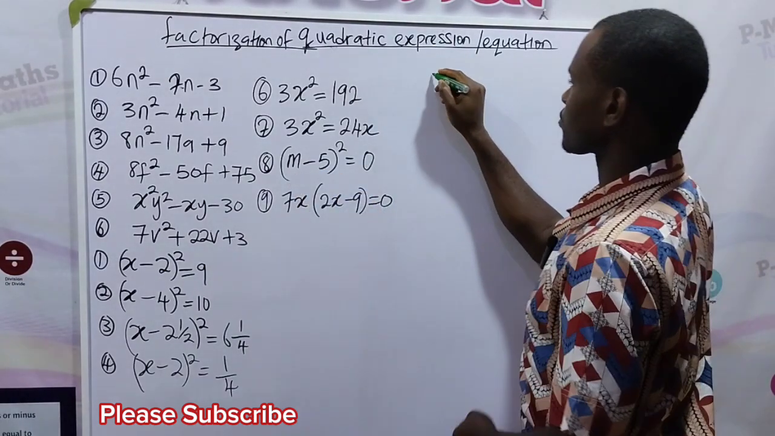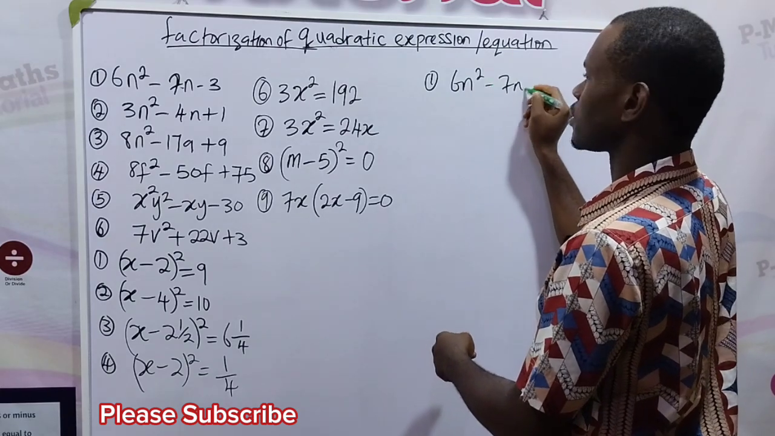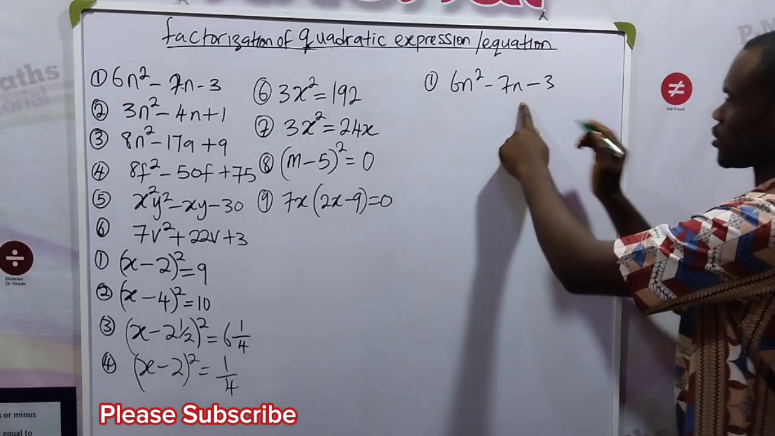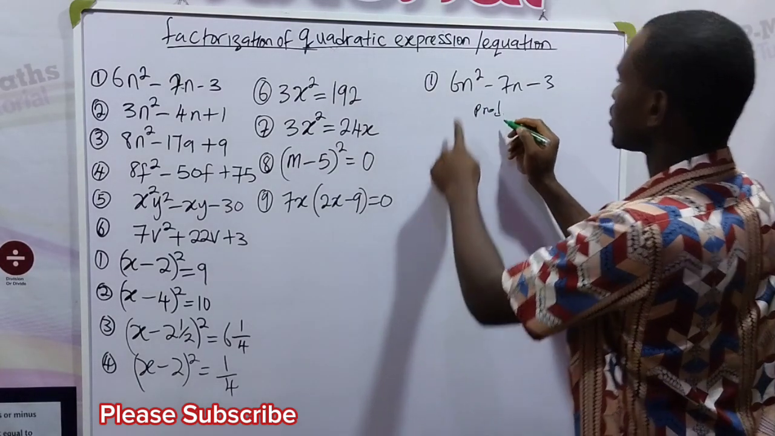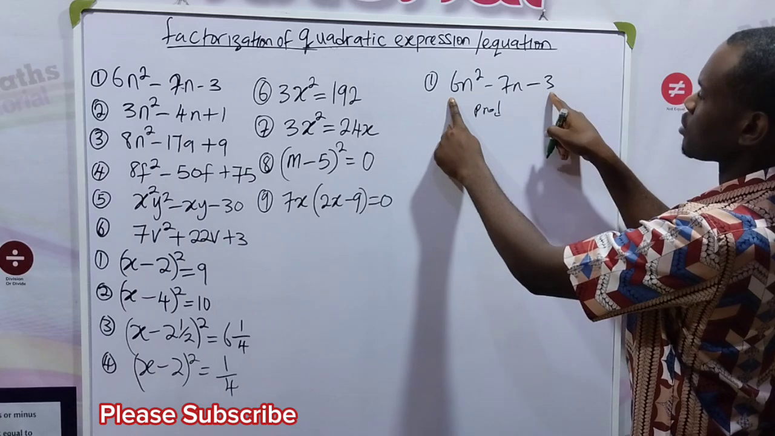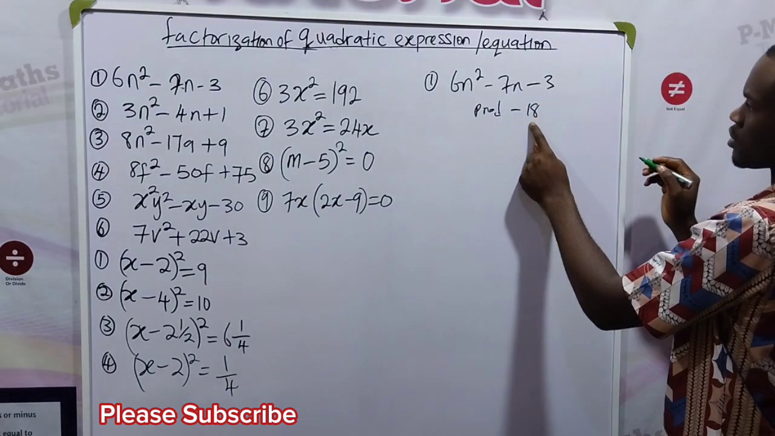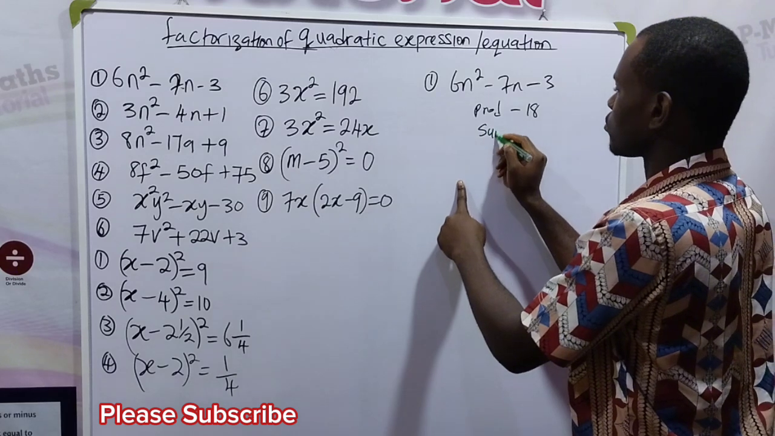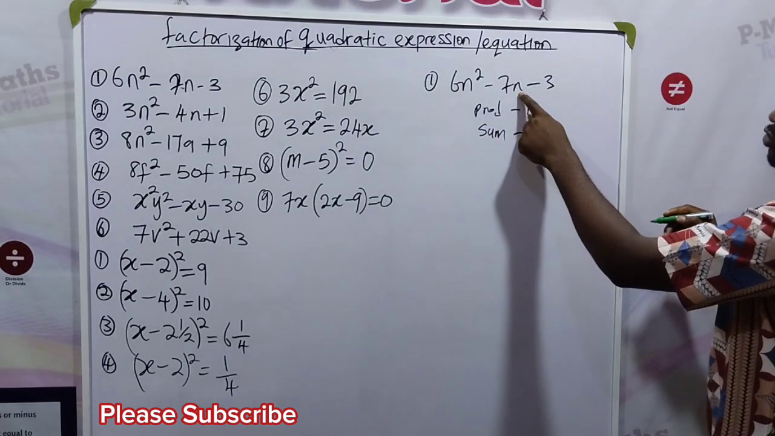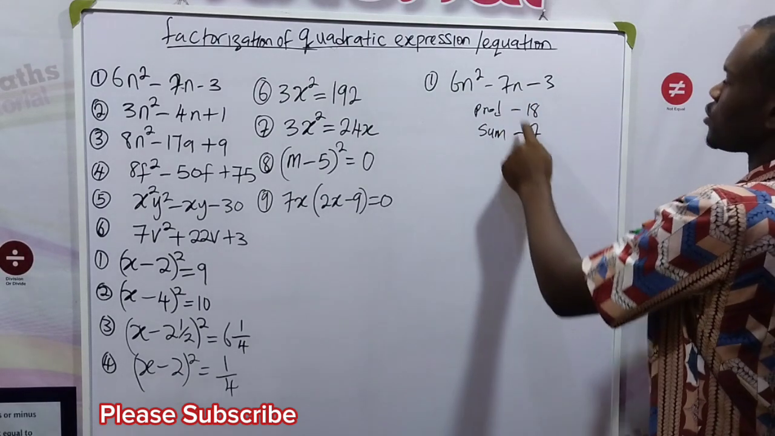So for the first one, I have 6n power 2 minus 7n minus 3. The first thing we do is to find the product. The product is the coefficient of your squared variable times the constant. So this is minus 18. 6 times minus 3 is minus 18. Then you get your sum, right? The sum is minus 7. The coefficient of n, the coefficient of the variable that does not have a square, is your sum.